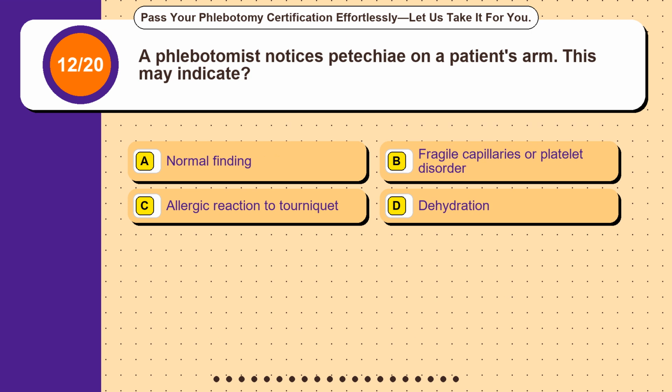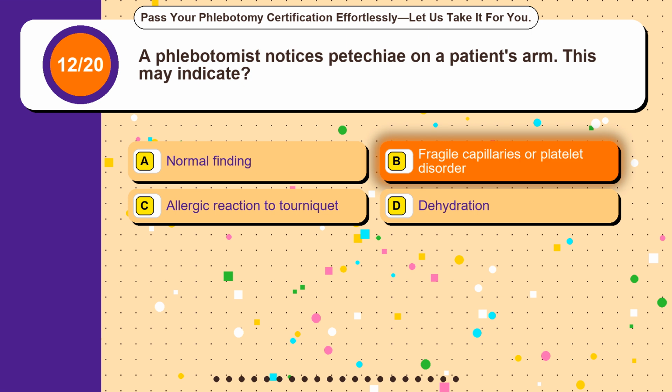Question 12. A phlebotomist notices petechiae on a patient's arm. This may indicate: option A, abnormal finding. Option B, fragile capillaries or platelet disorder. Option C, allergic reaction to tourniquet. Option D, dehydration. The correct answer is option B, fragile capillaries or platelet disorder.